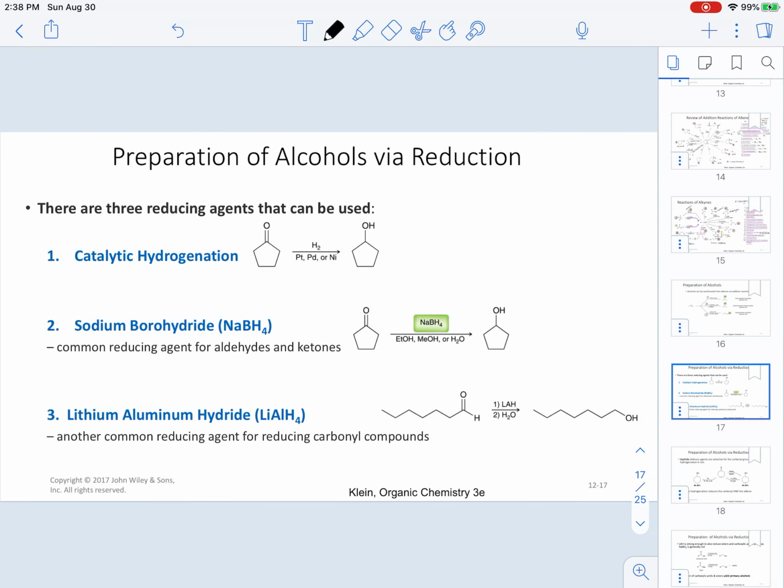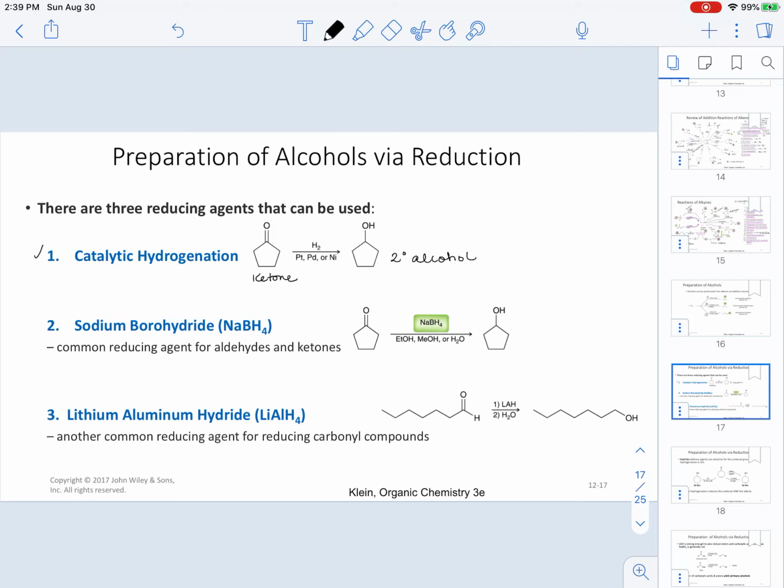Now, alcohols can also be prepared via reduction reactions, and there are three reducing agents that can be used. The first one is going to be catalytic hydrogenation. In this catalytic hydrogenation, as you can see, we are starting with a ketone. And when you react a ketone under hydrogenation conditions, it will give you a secondary alcohol specifically.